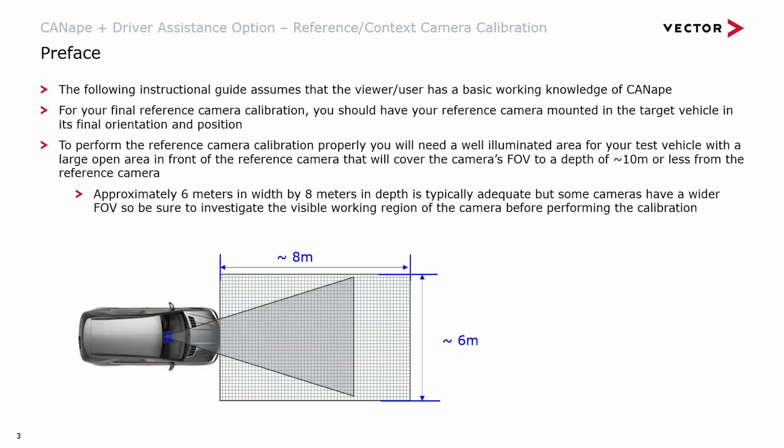As a preface, a few points to consider. The following instructional guide assumes that the user has a basic working knowledge of CANape. For your final reference camera calibration, you should have your reference camera mounted in your target vehicle in its final orientation and position. To perform the reference camera calibration properly, you will need a well-illuminated area for your test vehicle with a large open area that will cover the camera's field of view. Approximately 6 meters by a width of 8 meters in depth is typically adequate, but some cameras have a wider or narrower field of view, so be sure to investigate the visible working region of the camera before performing the calibration.